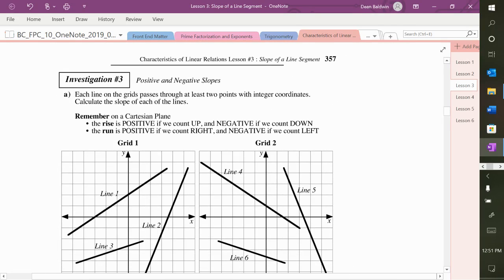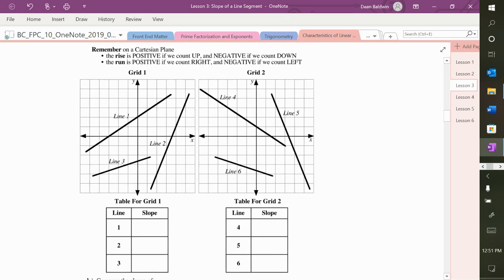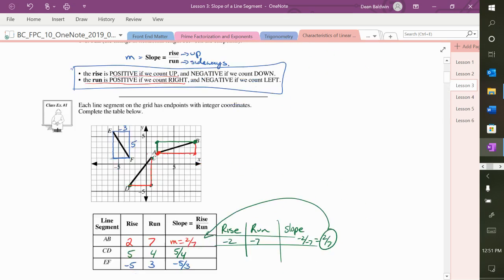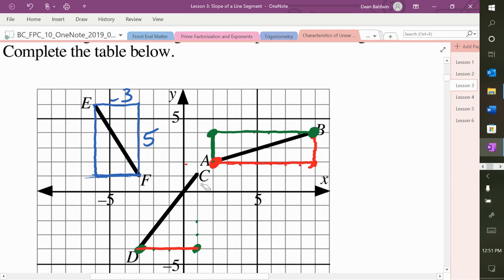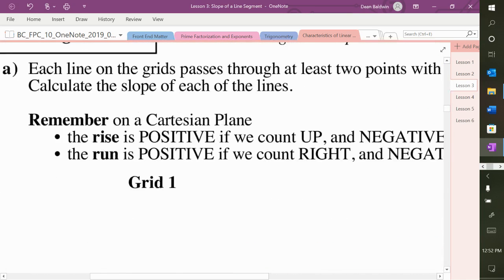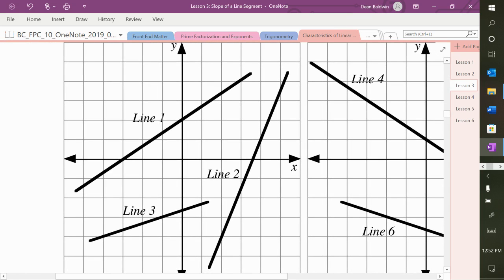Positive and negative slopes. Let's just do this. Okay. Up until this point, all the lines, if you look at the ones we were looking at, they end, I'll erase this, they end at exact points. Okay? That's not realistic. All right? So on this next page here, grid 1, you can see they don't end at exact points.